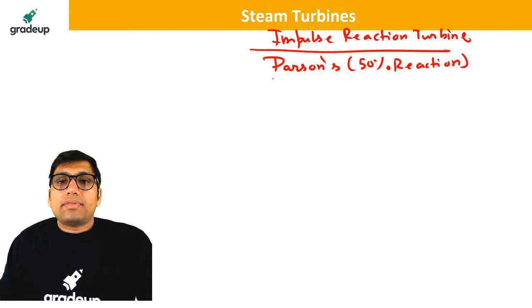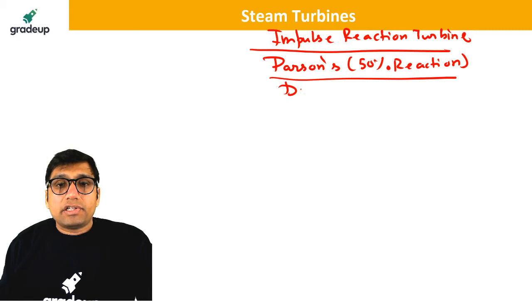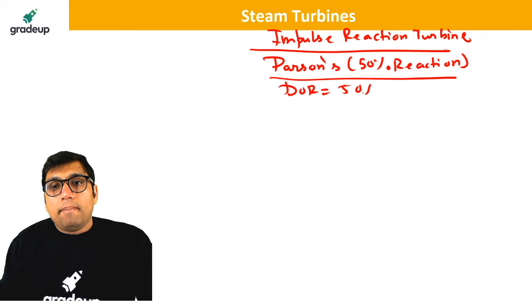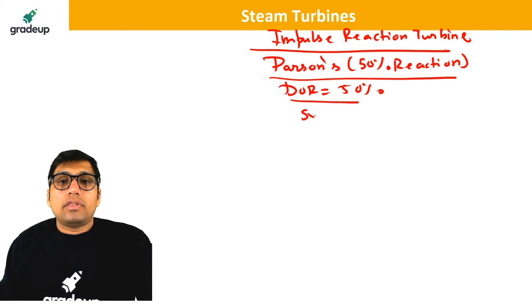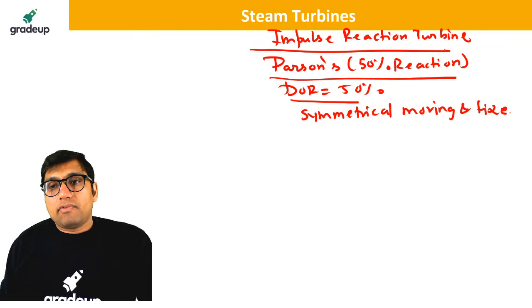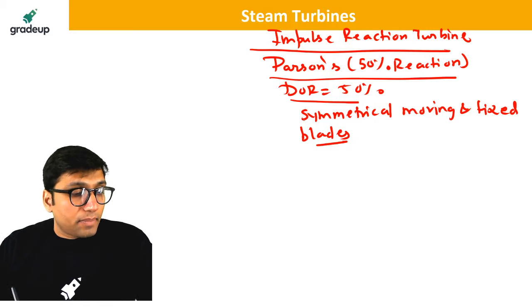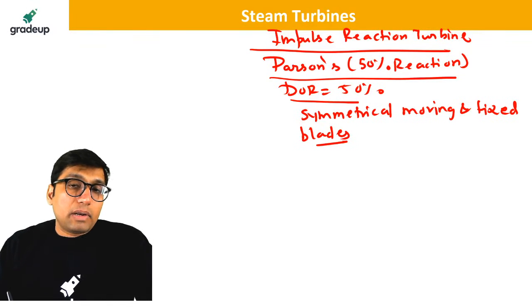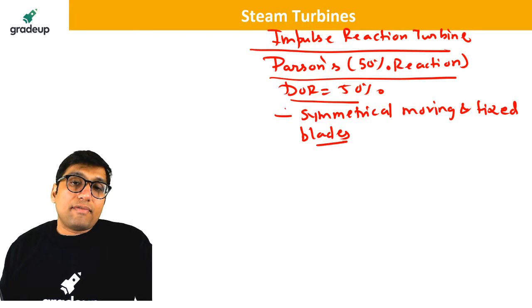Why does it have a 50% degree of reaction? Degree of reaction is equal to 50%. Why? Because in the case of a partial turbine, it has symmetrical moving and fixed plates. That is why it is called a 50% reaction turbine. Okay, that is the reason it is called a 50% reaction turbine, because of having symmetrical moving and fixed plates.